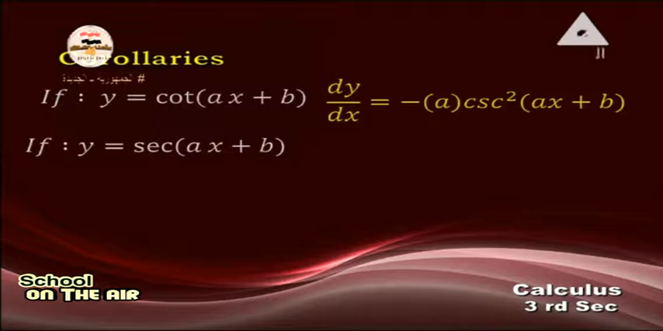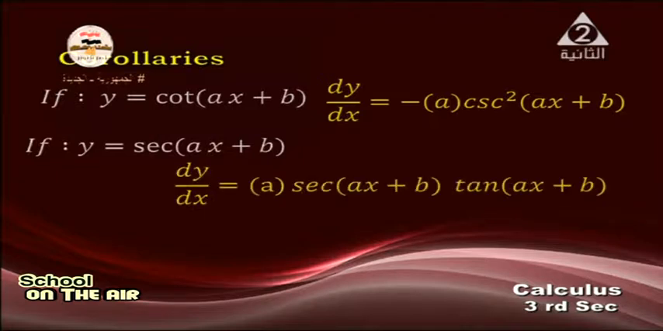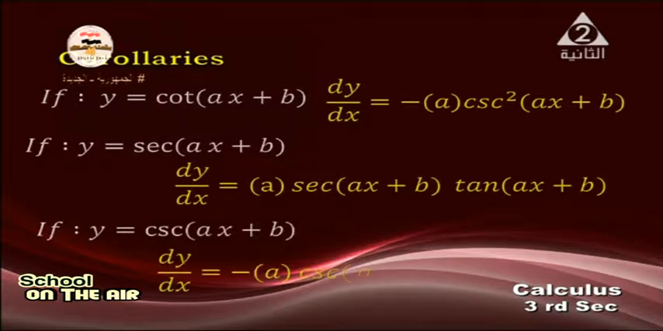Now y equals sec (ax plus b), dy/dx equals the derivative of sec (ax plus b), which is sec (ax plus b) multiplied by tan (ax plus b) multiplied by the derivative of the angle ax plus b, which equals a. The last rule, if y equals cosec (ax plus b), then dy/dx equals negative a cosec (ax plus b) multiplied by cotan (ax plus b).